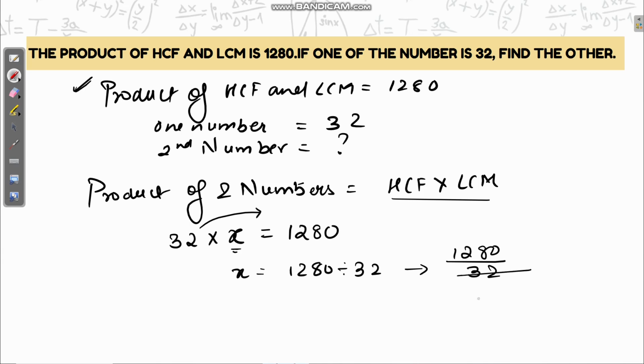4 8s are 32, 4 3s are 12, 4 2s are 8, and this 0. Now you can easily divide by 8, because I can clearly see that 8 1s are 8, 8 4s are 32, and this 0. So you will always get numbers which you can cancel. Your answer over here is 40. What do I mean by this 40? 40 is nothing but my second number. This is how you use the formula to find either the second number, the first number, or maybe the HCF or LCM. Let's move on to the next question.